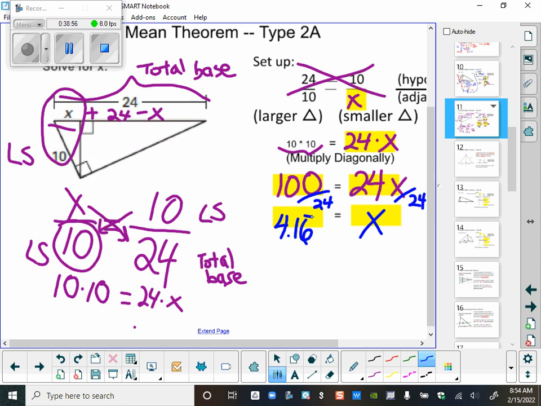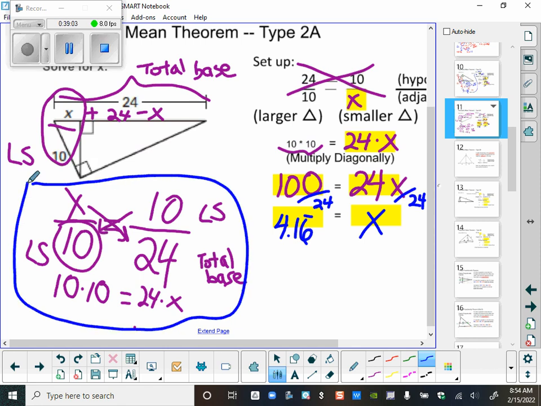Again, most important part. Okay, your setup. I can't stress this part enough. If you don't get that setup right, you'll take a bite out of the problem. I'm telling you that right now. All right. Questions before we go to the next problem?